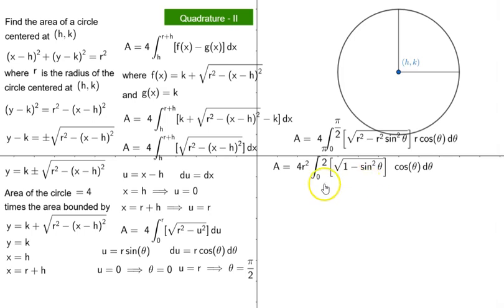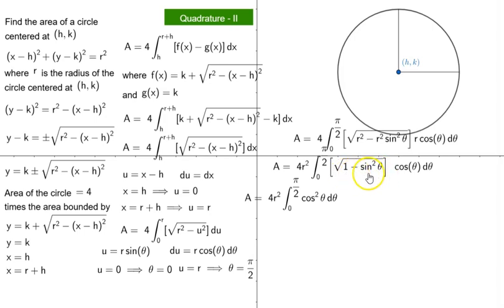Now let's simplify this. We have here r square is common to both. So we take it out. We get r square times 1 minus sine square theta. Now we can take r square out of the square root. We get r, but there is already an r outside. So r times r is r square, which we take out of the integral. So we have r square times the integral from 0 to pi by 2 of square root of 1 minus sine square theta times cos theta d theta.